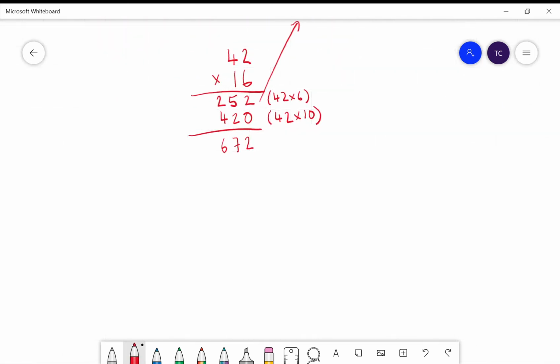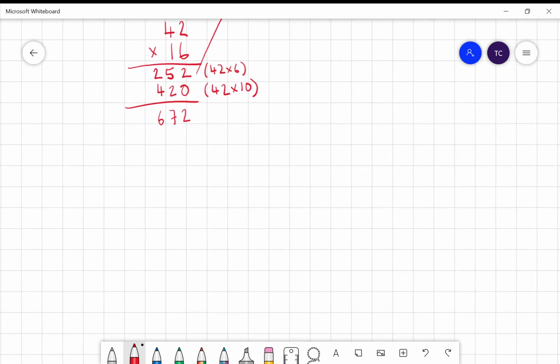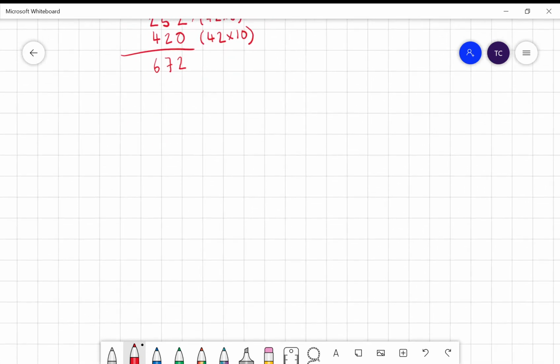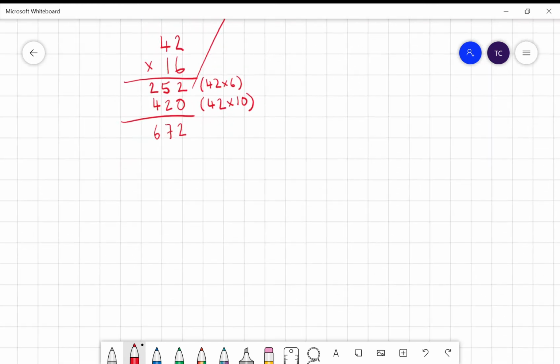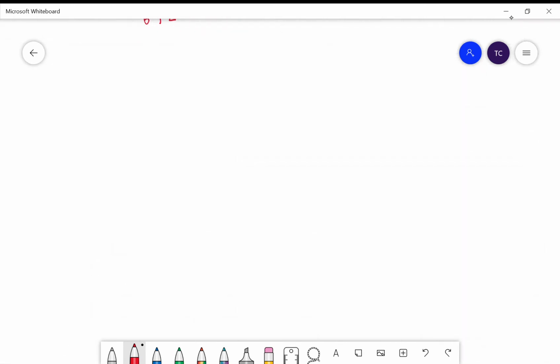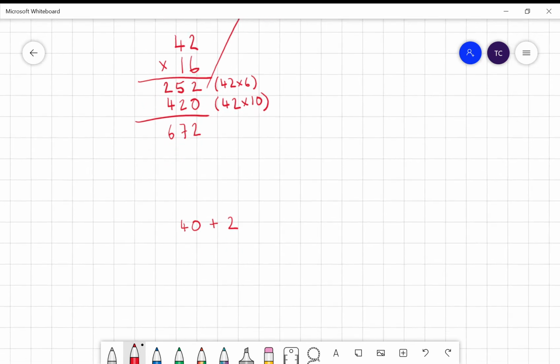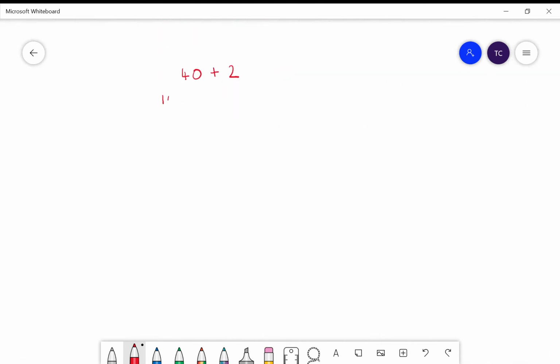Okay, then we've got a third method, and we've got 42 times 16. So just to compare it to the one before, we had 23 times 15. And for this one, we've got 42 times 16. Okay, so 42, I hope you agree, is the same as 40 add 2. And 16 is the same as 10 add 6.